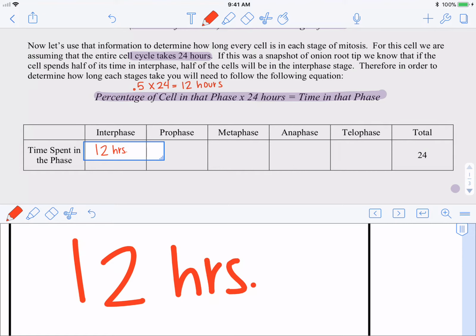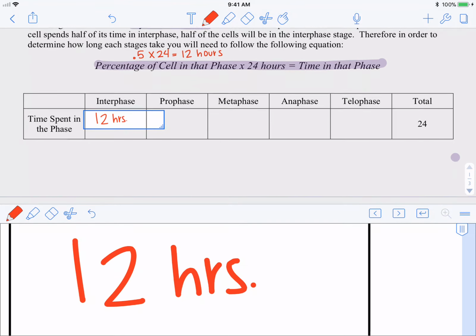Now, I'm going to solve for prophase, metaphase, anaphase, and telophase, and these numbers should add up to be about 24. Don't get too hung up on rounding, or if you're rounding too much or too little. If it's a little bit off, that's okay. And that's mostly a result of the rounding function.